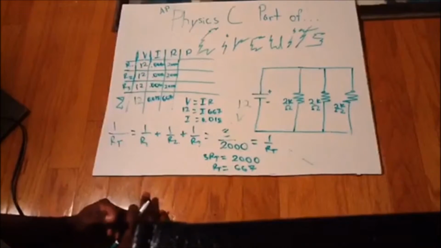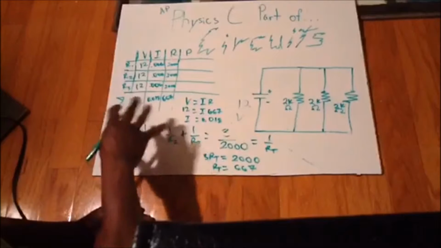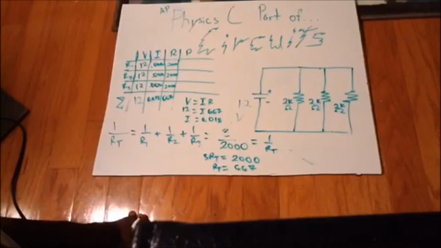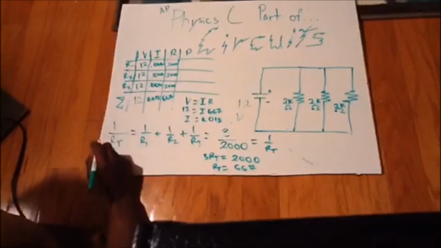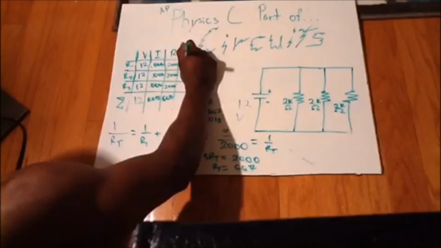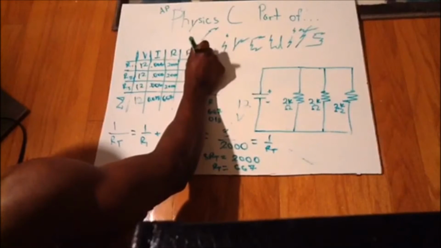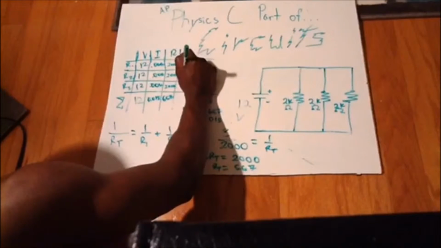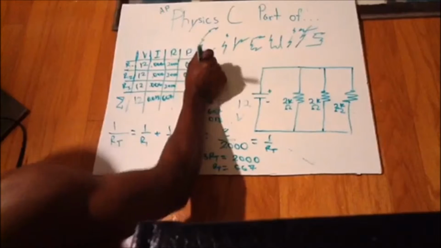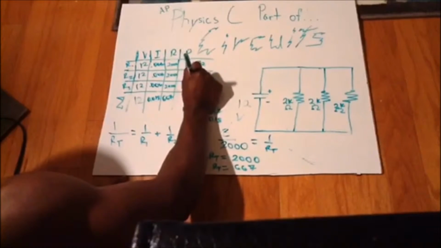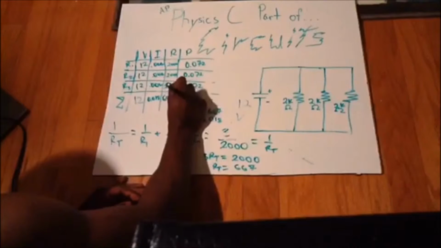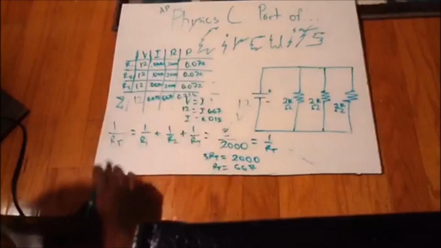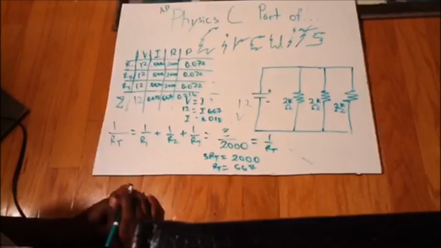And lastly, for power, which is what the P stands for in this table, power is equal to voltage times the current, because power is the change in energy over time. So if we just do this simple multiplication, it will be 0.072, 0.072, and 0.072. This comes out to a total amount of power of 0.216, and that is our table.